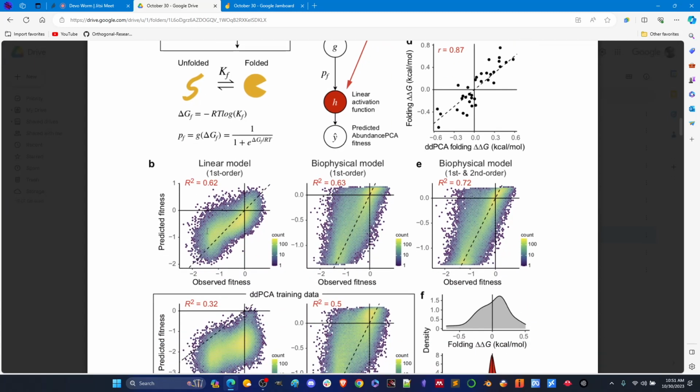We have the linear order, which is the first order linear model here, which is one of the higher performers. This is the predicted fitness on the y-axis, the observed fitness on the x-axis. So the first order linear model does a decent job of matching the observed fitness. The first order biophysical model is roughly similar with respect to observed fitness versus predicted fitness. The first and second order biophysical model improves upon the first order biophysical model and the first order linear model.